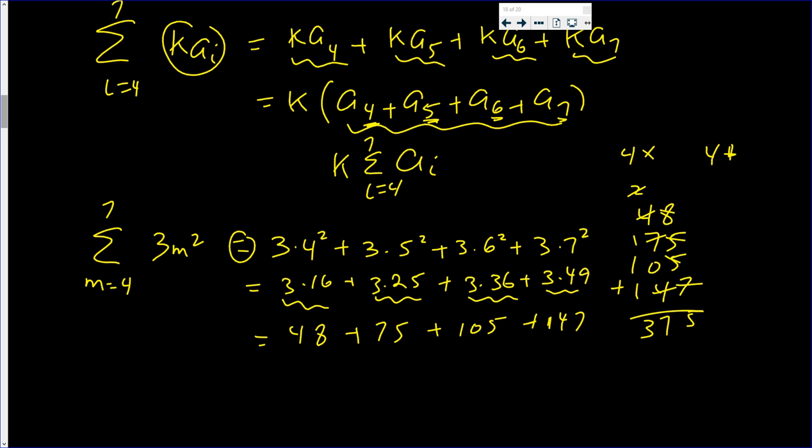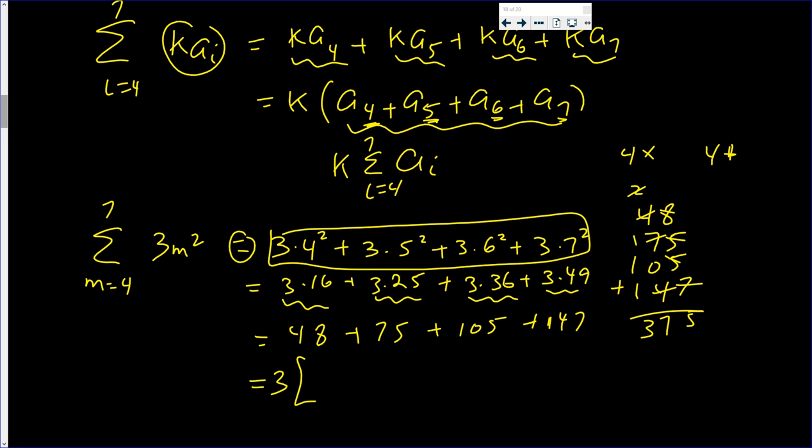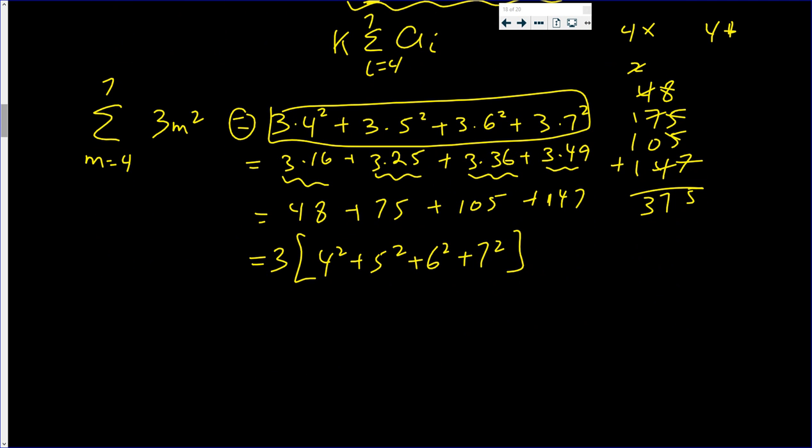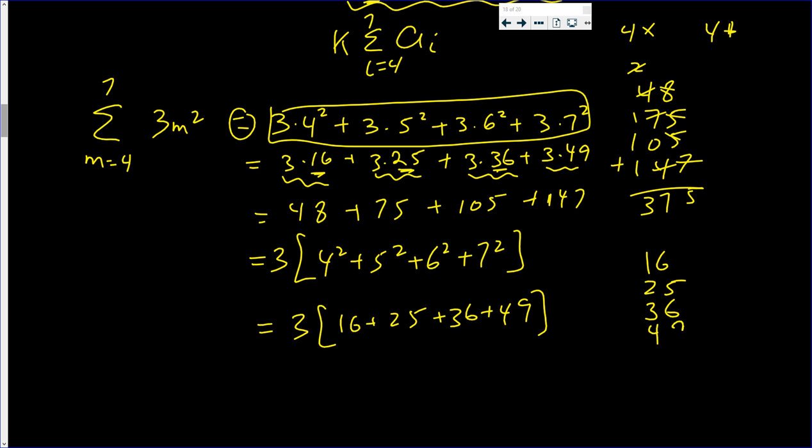Or from this equation right here, we could have factored out the 3. 4 squared plus 5 squared plus 6 squared plus 7 squared. We still have to square those numbers, just like I did up here. 16 plus 25 plus 36 plus 49. Now, I'm going to add 4 numbers, just like I added 4 numbers up here. My numbers are a little bit smaller, but nonetheless 4 numbers.